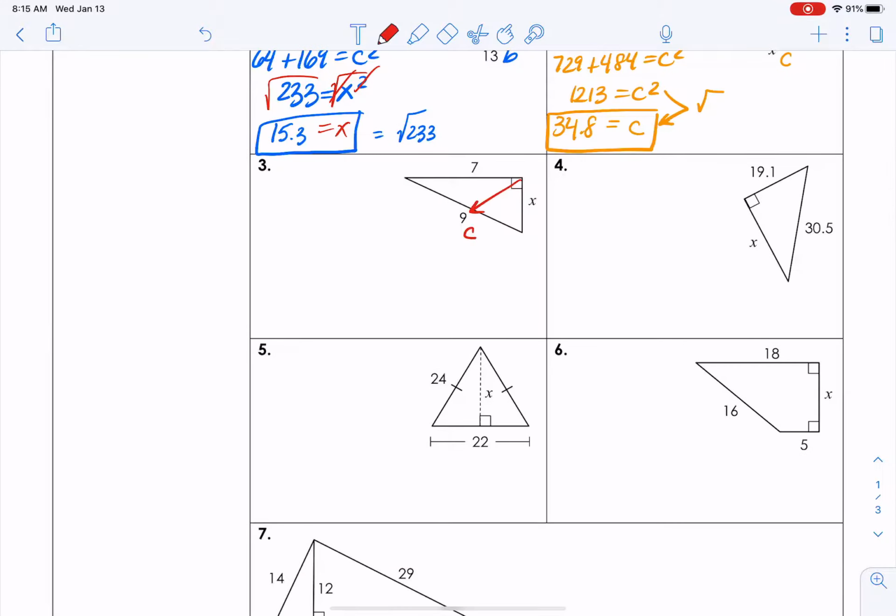Identify the right angle, or the hypotenuse. So that's c. That makes this a and b. A squared plus b squared equals c squared. 7 squared plus x squared equals 9 squared. 49 plus x squared equals 81. X squared is 32. And we take the square root. X is 5.7.